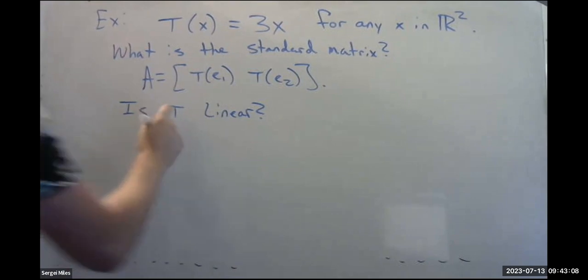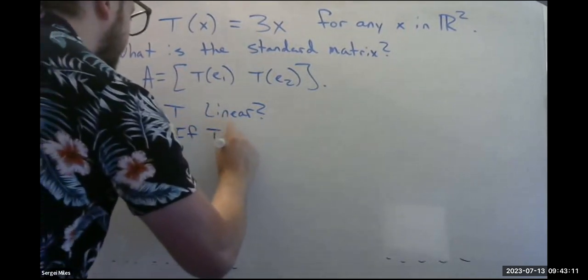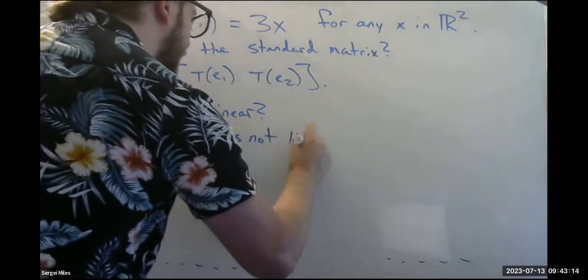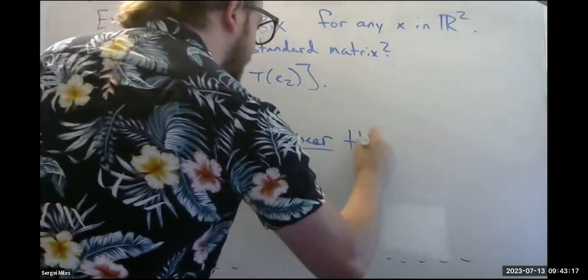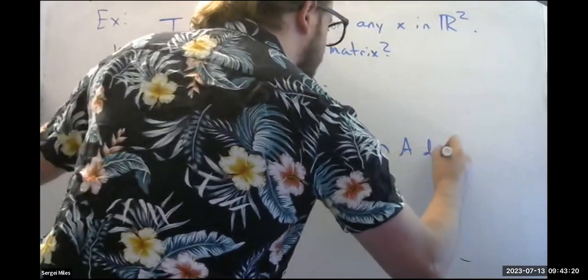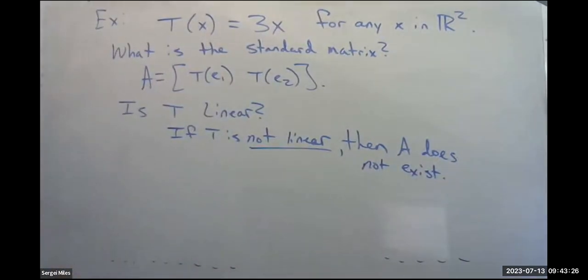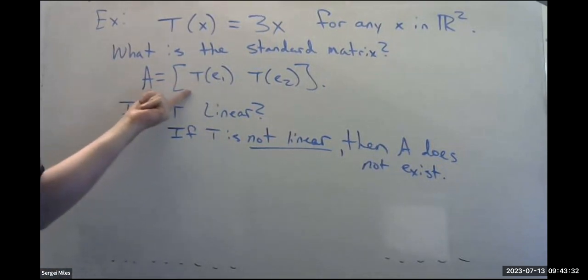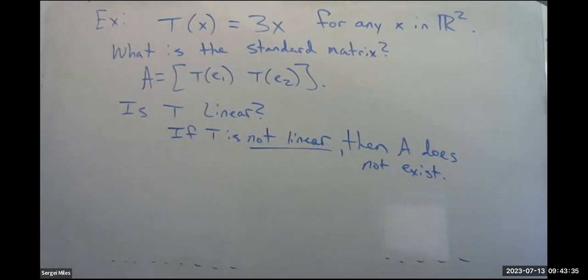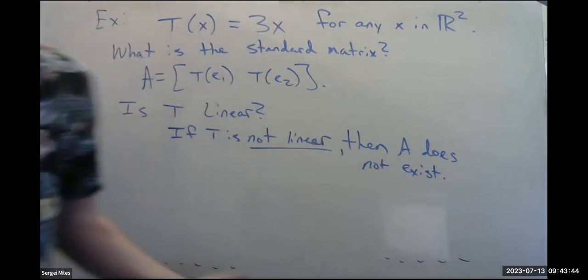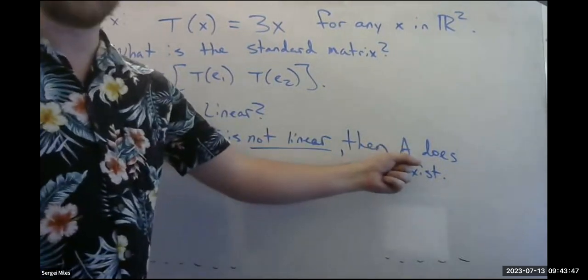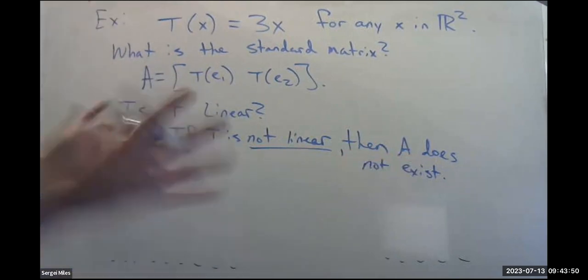Because if T is not linear, then A does not exist. So this is kind of a first check we have to make here. Why? Well, if you have a transformation that's using a matrix A, that's a matrix transformation, it is automatically linear because all matrix transformations are linear. But if it's not linear, that means it's not a matrix transformation, which means don't even bother. There is no matrix A, right? So this is a key thing we need to check first.